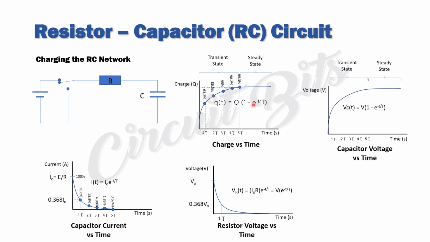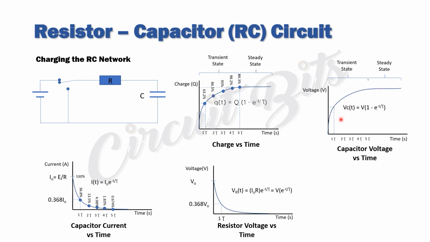The next one we'll be looking at is capacitor voltage versus time. It has the same curve as the charge versus time, and this is the formula. Of course, they're all exponential curves. We can use this formula for finding whatever we need to find regarding time and voltage.